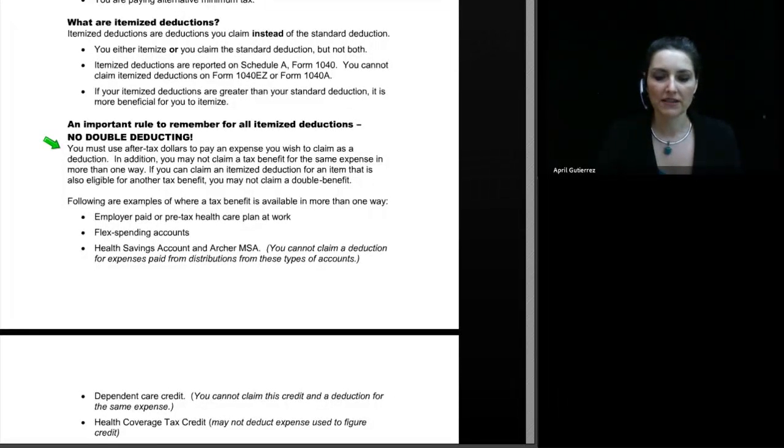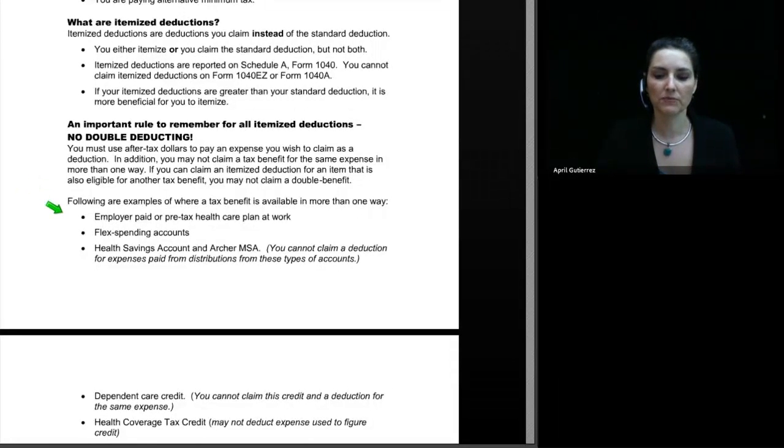If you claim an itemized deduction for an item that is also eligible for another tax benefit, you may not claim a double benefit. And here are some examples of where a tax benefit is available in more than one way that could impact whether or not you should claim that deduction on the Schedule A.